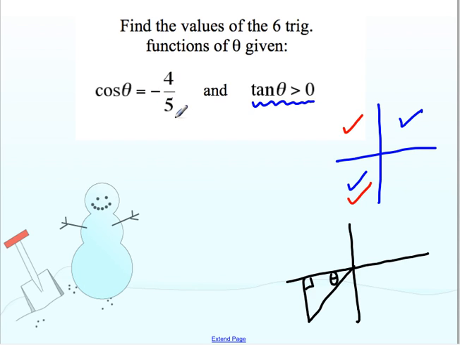Cosine is adjacent over hypotenuse. So the adjacent side is the 4, the hypotenuse is the 5. Which one of them is negative? Because it's a negative 4/5. Well, the 4 is pointing to the left, so that's the one that's the negative. Okay, then find your missing side. So again, Pythagorean theorem: negative 4 squared plus our missing side squared equals our hypotenuse squared.